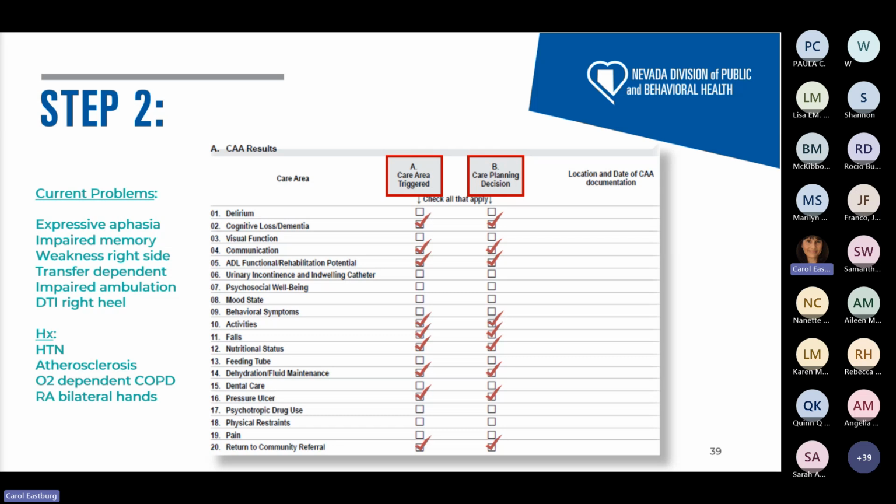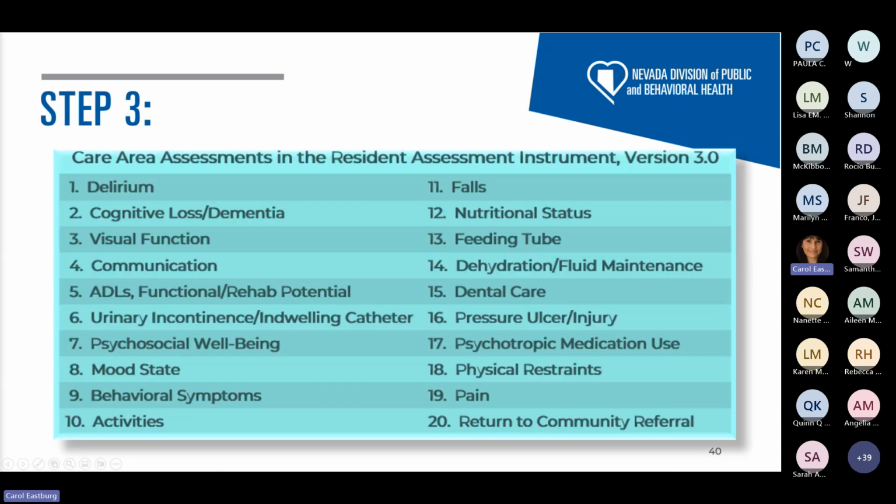In Mr. R's case, I would check each box in column A that correlates to the problem list. So that would be cognitive loss, communication, ADL function / rehab potential, activities, falls because he's at risk for falls, nutritional status, dehydration and fluid maintenance, pressure ulcer, and return to community referral. So all of these were triggered.